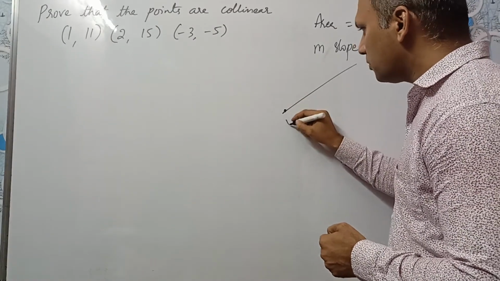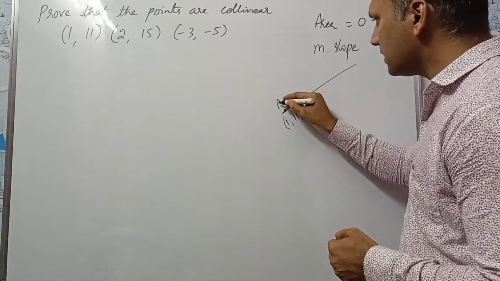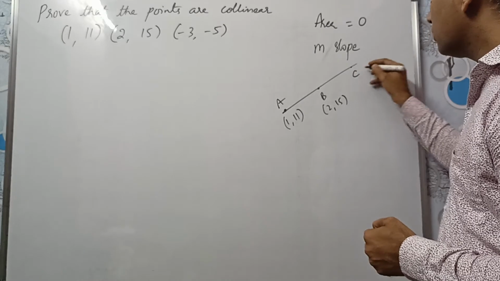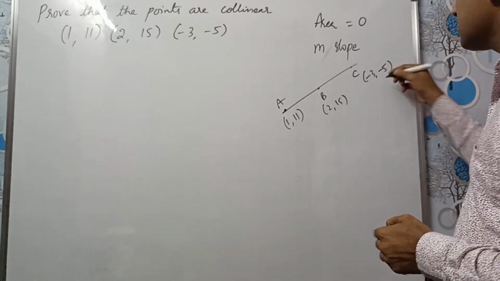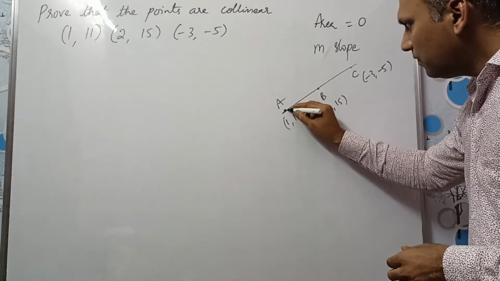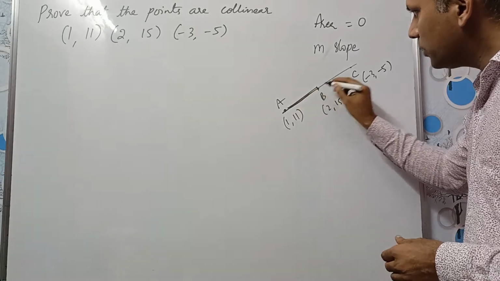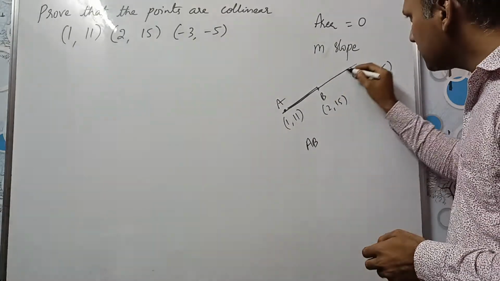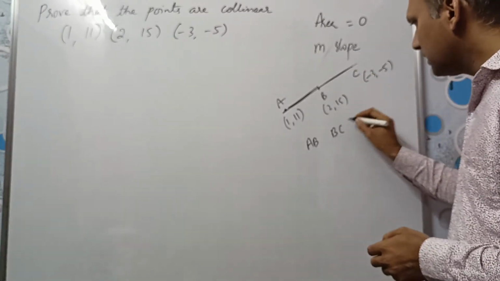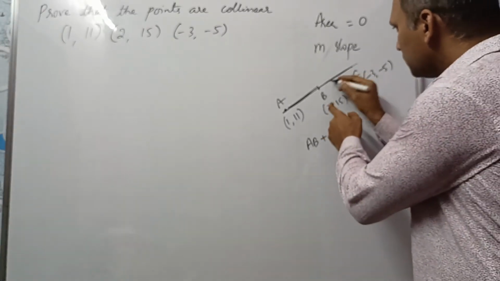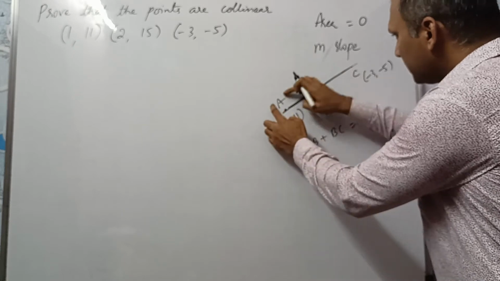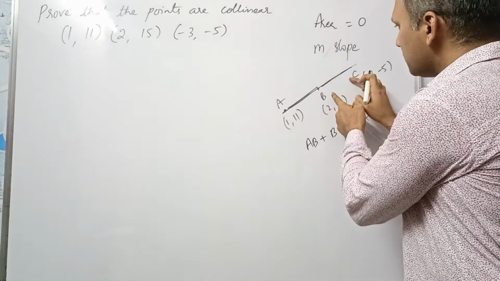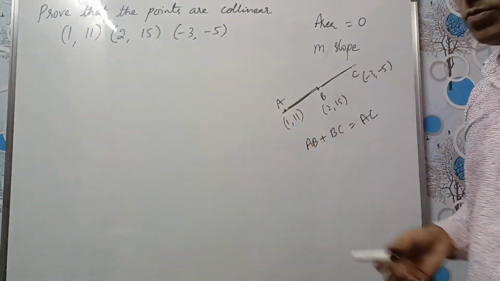See, let us say this point is A (1, 11), and this point B is (2, 15), and this point C is (-3, -5). Okay, we need to find the distance between these 2 points, AB, and we need to find the distance between these 2 points, BC. And if we add these two, AB and BC, we should get the distance AC. If AB plus BC is equal to AC, we can prove that the points are collinear.